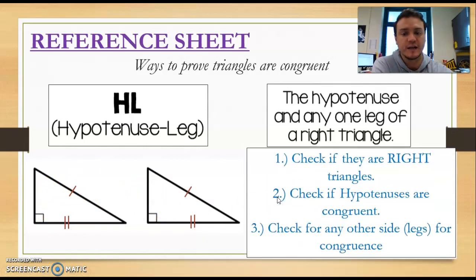So the steps here, if you're trying to check for HL congruency, is they need to be right triangles. The hypotenuses need to be the same, and then you just need any other side to be the same. That's all we're looking for here. So let's run through an example.